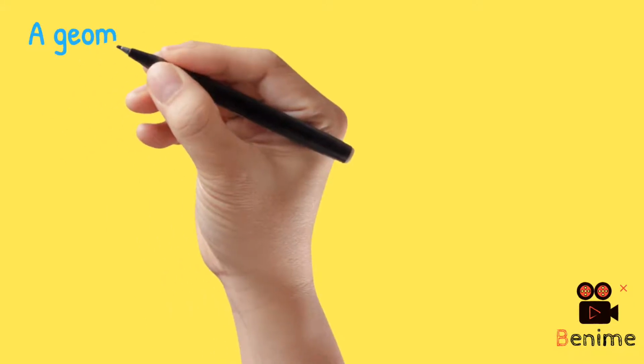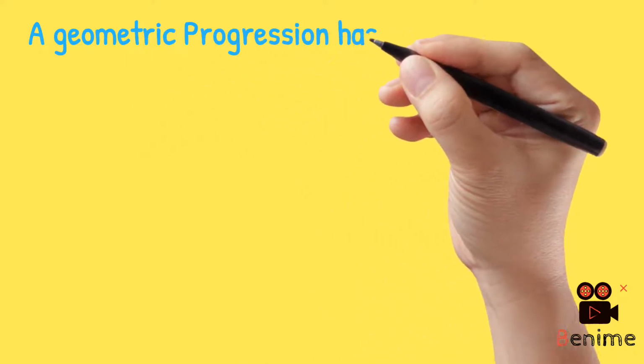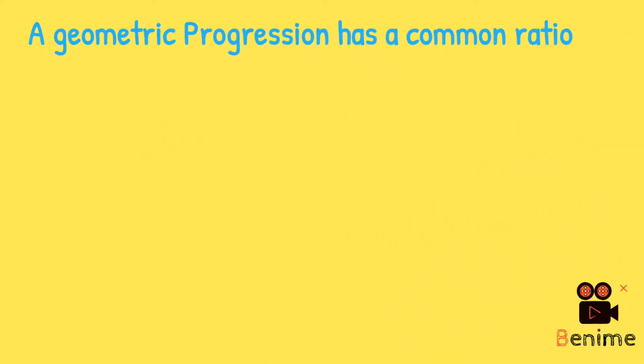Now, there's a difference between arithmetic progression and geometric progression. Arithmetic progression has what is called the common difference. That is, if you subtract successive terms, you get the same answer. But in geometric progression, we don't have a common difference. We have what's called a common ratio. If you divide successive terms, you will get the same answer.